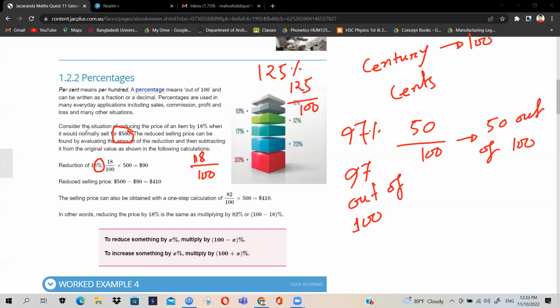The reduced selling price can be found by evaluating the amount of the reduction and then subtracting it from the original value. So $90 would be our reduction, and then we subtract it to get $410. It could also be called the discounted price. Say for instance, a particular shop is saying 10% flat discount. What does 10% flat discount mean?